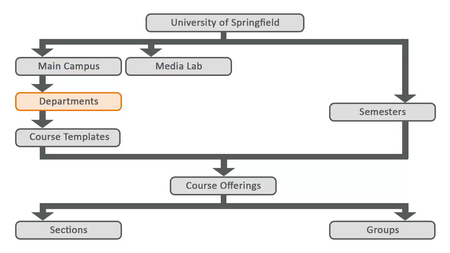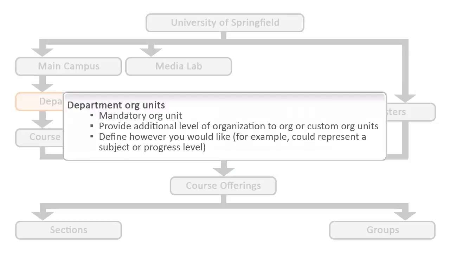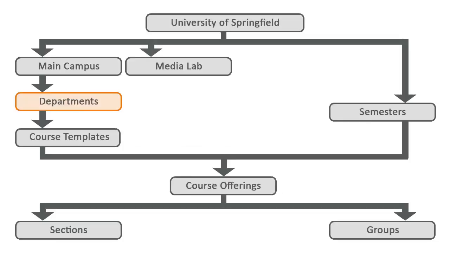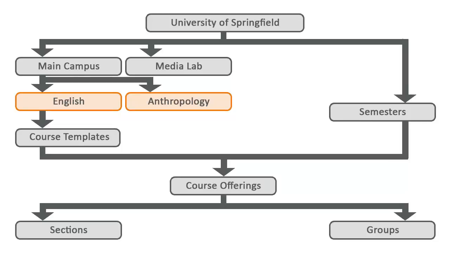Departments are mandatory org units that divide the org level or custom org units. Department org units organize courses and learners within the overall hierarchy. You can define these org units however you'd like. For example, a department org unit can represent a subject or progress level. In this example, the department org units house the English and Anthropology departments.